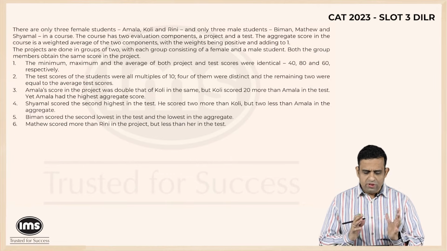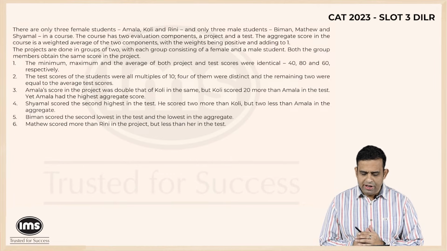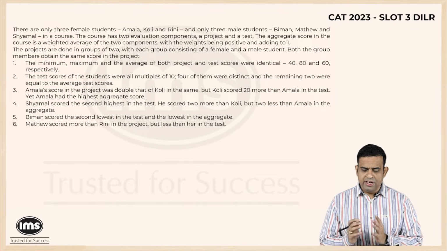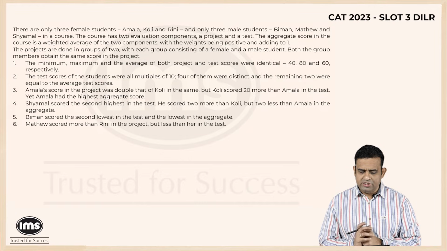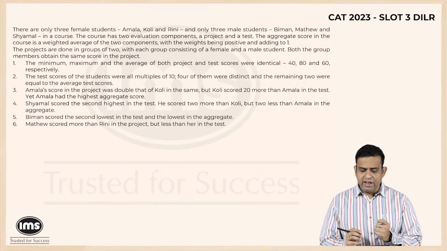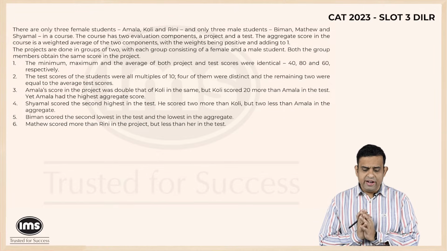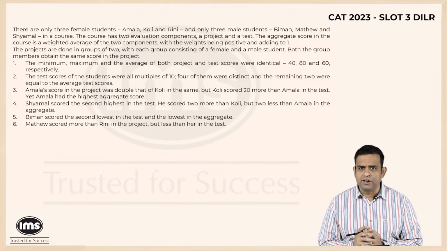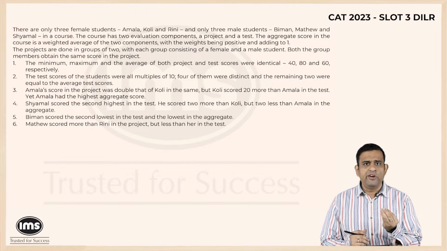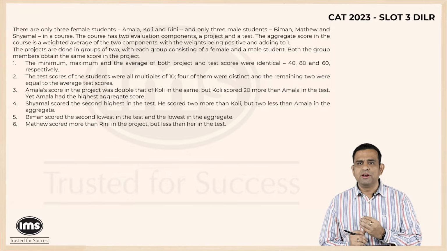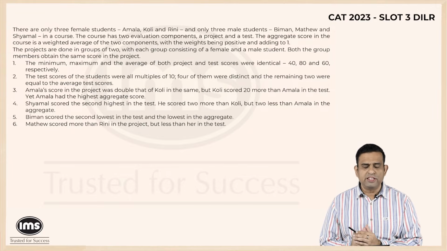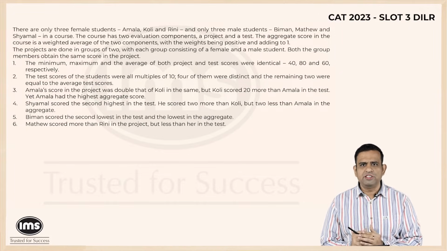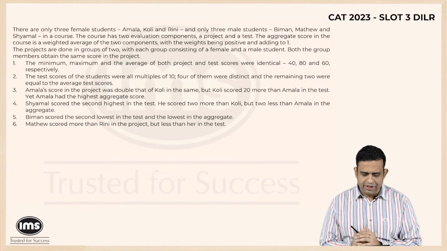So again, we know 3 female students, Amla, Kohli and Rini, 3 male, Biman, Matthew and Shamal. And then they are saying there are 2 components, one is the project, one is the test. And they are saying the aggregate score of the course is the weighted average of the 2 components with the weight being positive and added to the number 1 over here. So I can, let's say, give a weight of 0.2 to the project. In that particular case, I have to give a 0.8 to the test score. Or the weight could be 0.3, 0.7, it could be 0.35, 0.65. The sum has to be equal to a 1 over here.